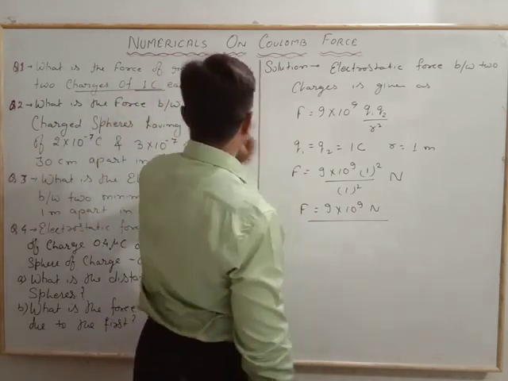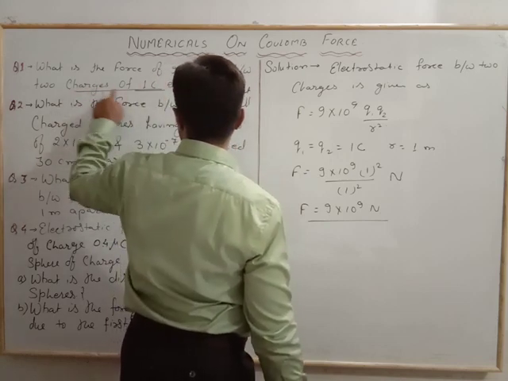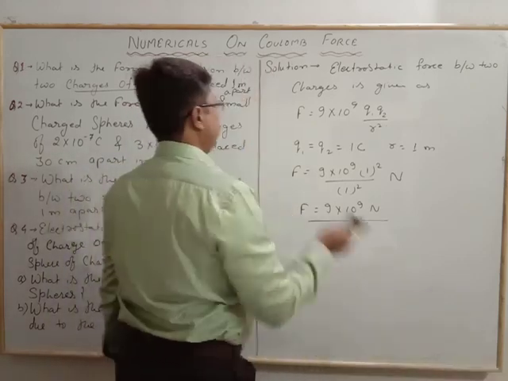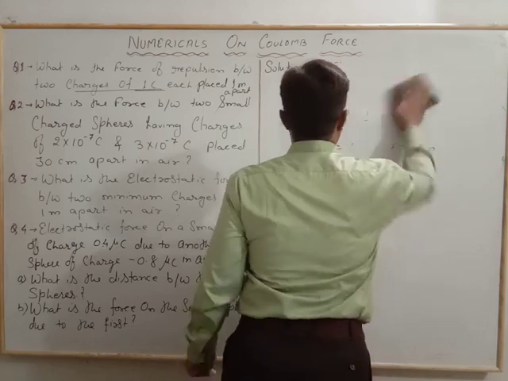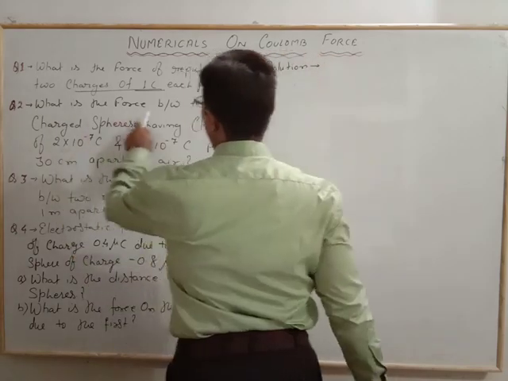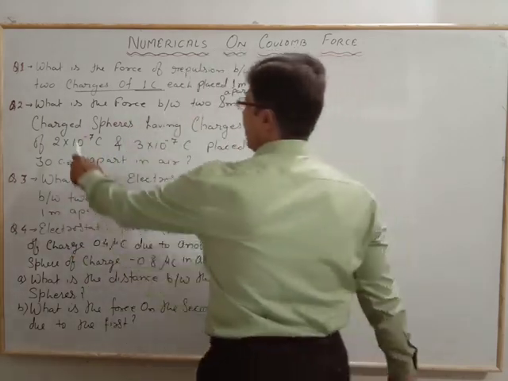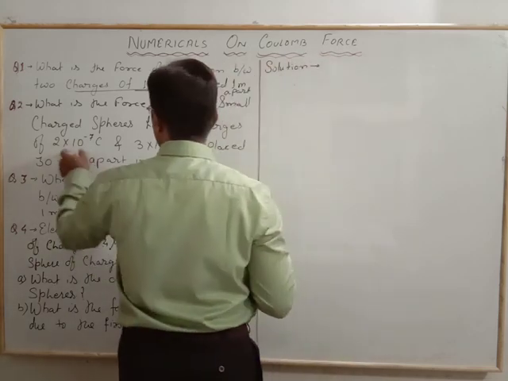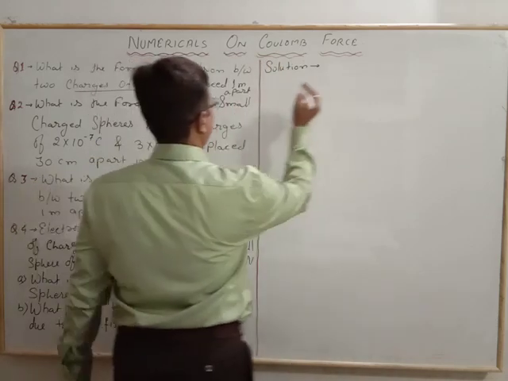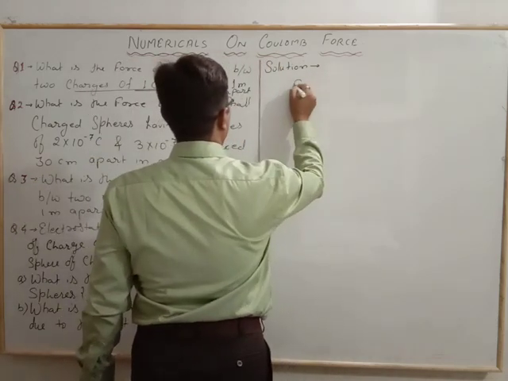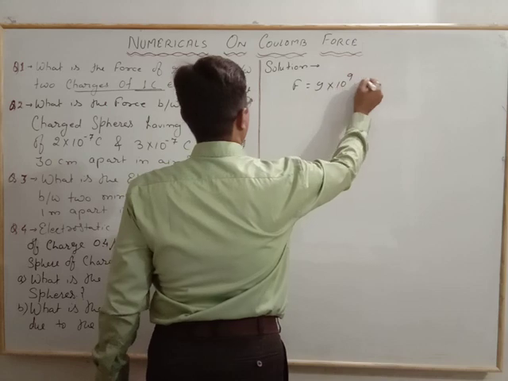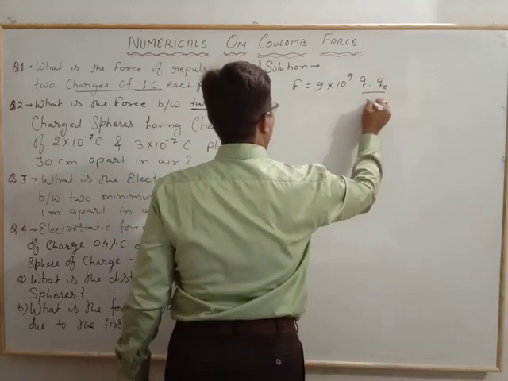So that was the first problem: what is the force of repulsion between 2 charges of 1 coulomb each placed 1 meter apart. Now see the second numerical, and that is from the NCERT book. What is the force between 2 small charged spheres having charges 2 into 10 to the power minus 7 coulomb and 3 into 10 to the power minus 7 coulomb? Again we write the formula: F is equal to 9 into 10 to the power 9 Q1 Q2 by R square.